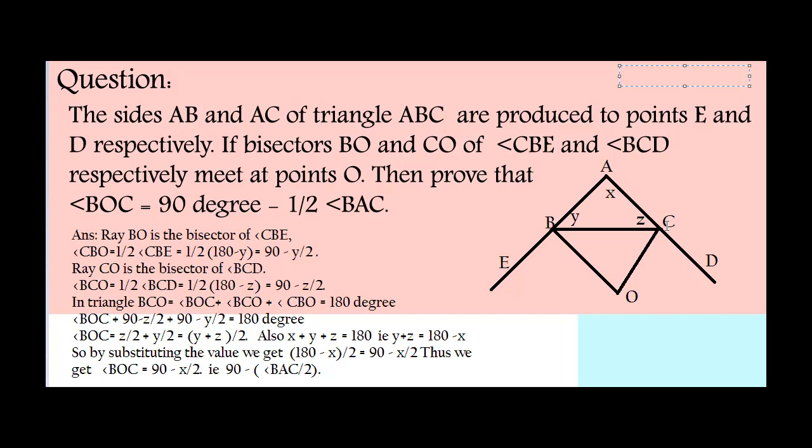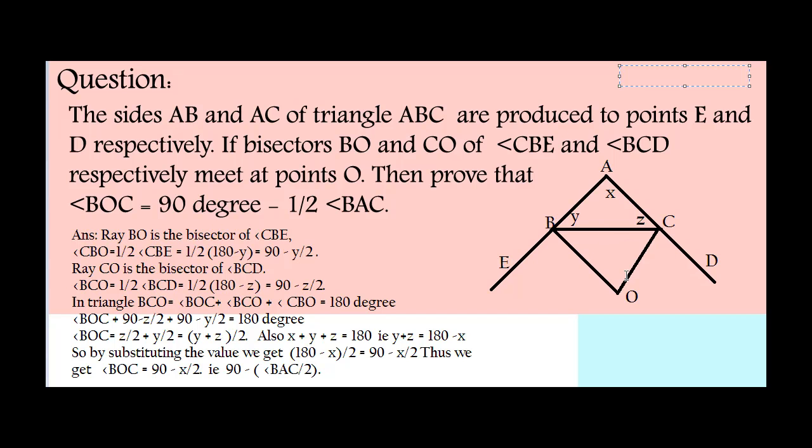Ray CO is the bisector of angle BCD. Angle BCO equals half of angle BCD. By linear pair, 180 minus z. So that is half of 180 minus z, that is 90 minus z by 2.